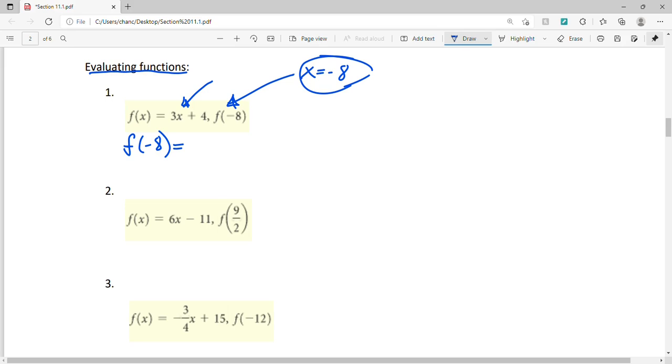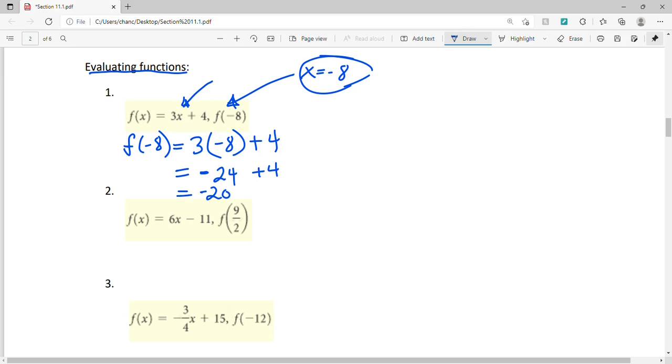This is what we're evaluating. We're plugging in a -8 into the x. And when you do this, you want to make sure you use parentheses. This is 3 times -8, which is -24, plus 4. We can add that, and that gives me a -20. And that's it. Stop right here.